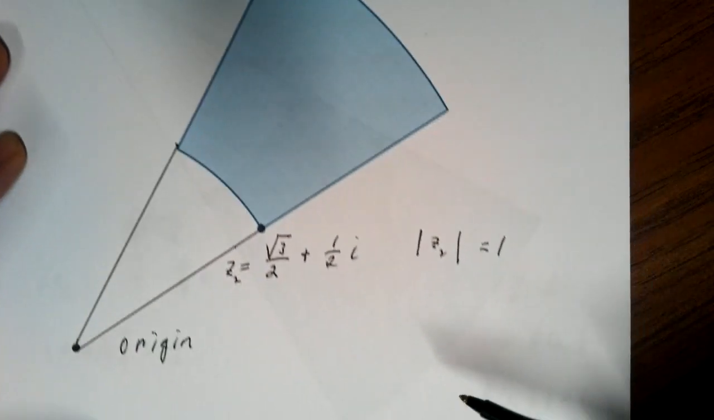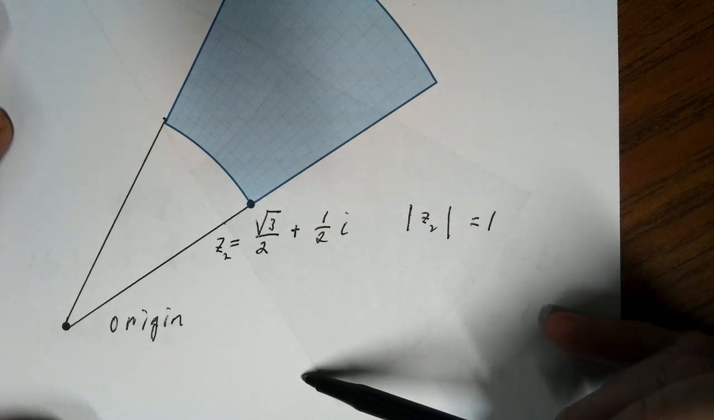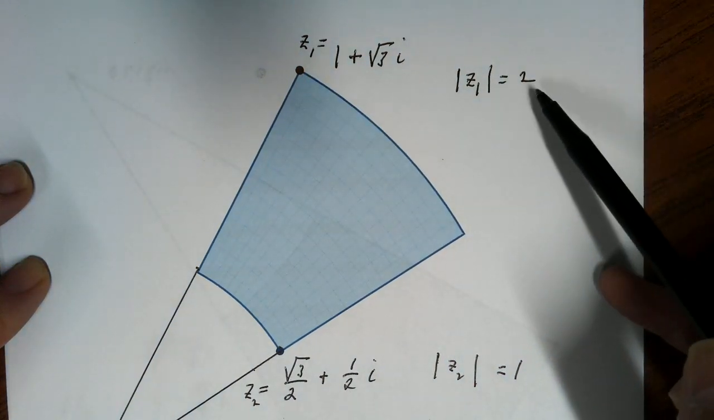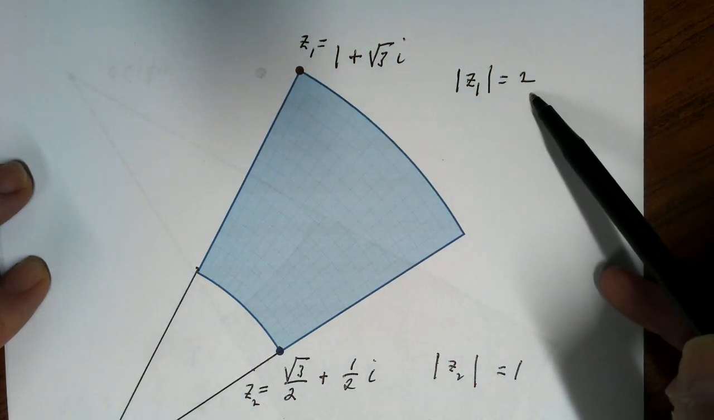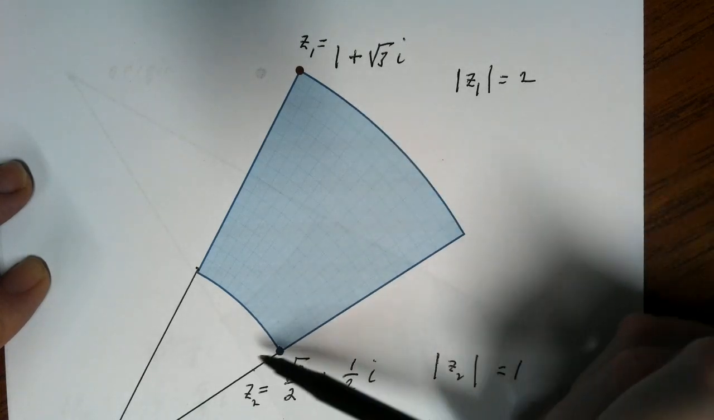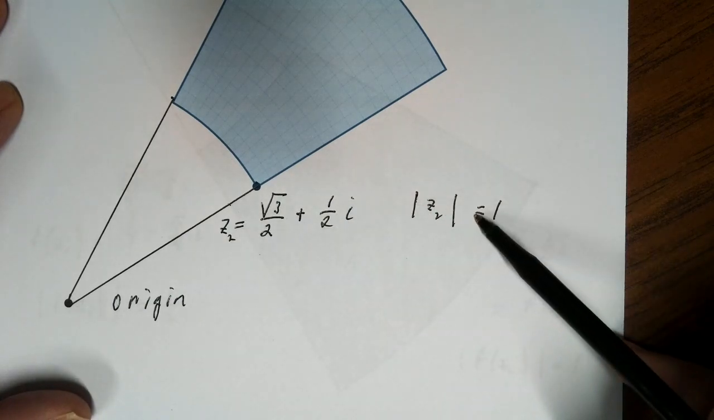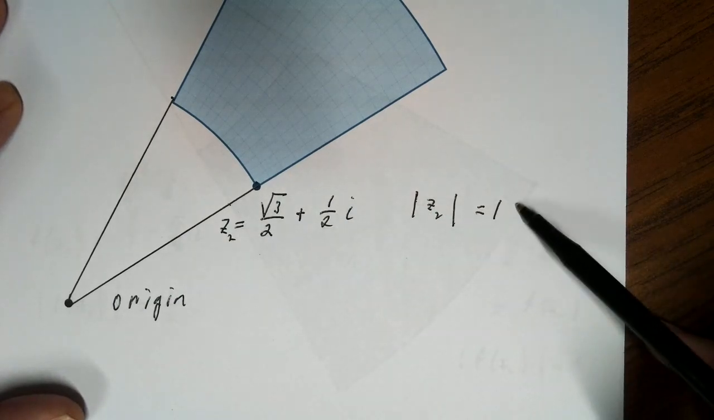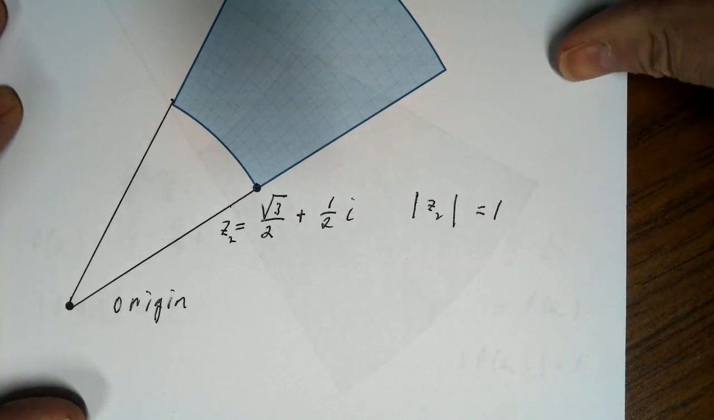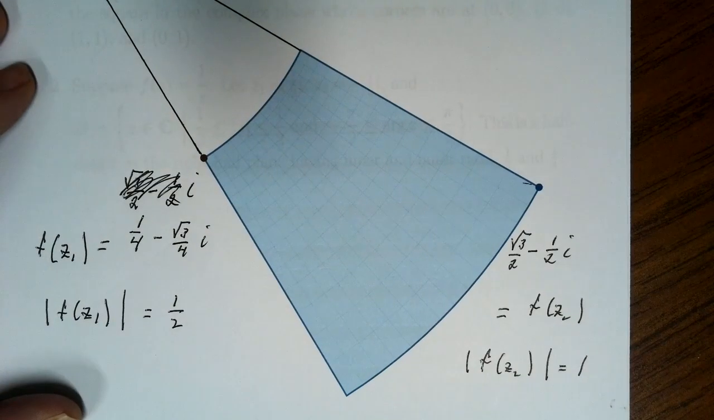So this point is going to be reflected about the real axis, as is this point right here. Now this point is outside the unit circle. It has a modulus of 2, so its output should have a modulus of 1/2. So f of z1 will be inside the unit circle. This point, z2, is on the unit circle. The output will have a modulus of 1 over 1, or 1. So a point on the unit circle will be mapped to a point on the unit circle. It will just be reflected about the real axis.